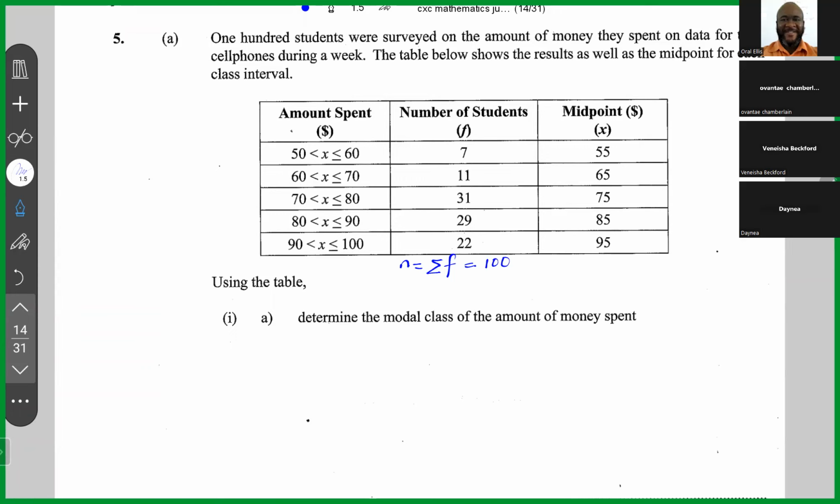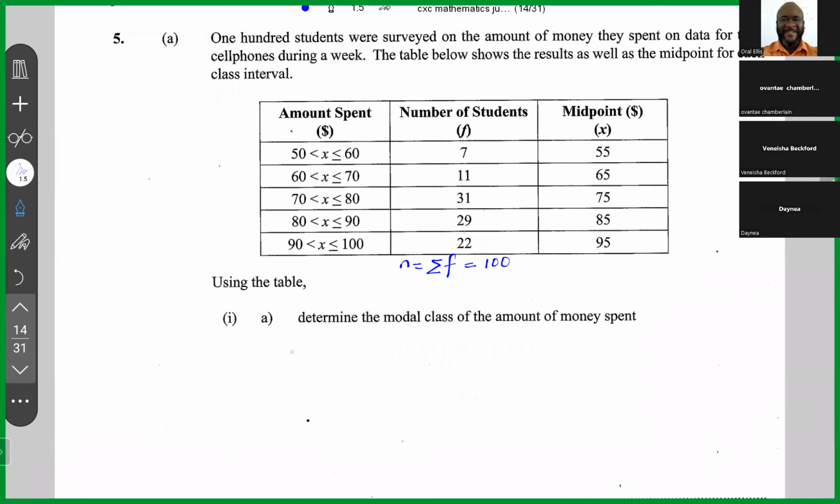All right, so we have the class midpoint for every interval. The first thing we're asked to do is to determine the mode class of the amount of money spent. Now, the mode class is the class with the highest frequency. The highest frequency is 31, and 31 corresponds to the class 70 to 80.